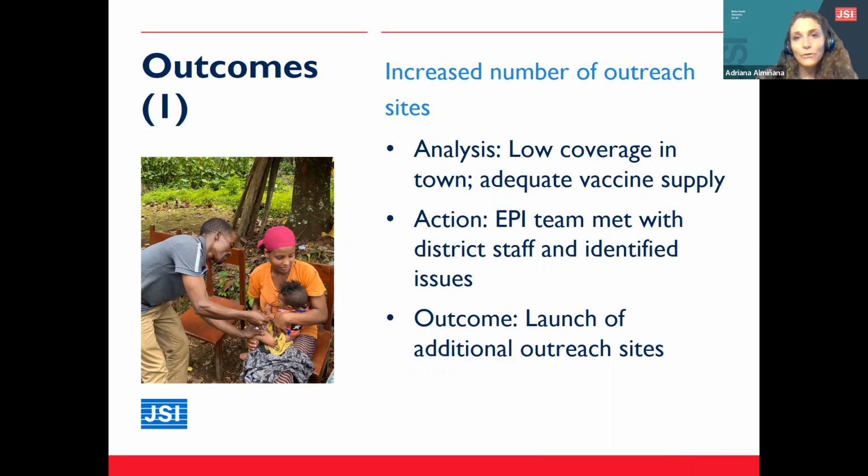Next slide. Okay, I just wanted to go through a couple of example outcomes that we saw from this. One of the documented outcomes was from an expansion of outreach services. In one area, the team had identified lower than expected coverage in one town, despite having adequate vaccine supply. So they contacted the immunization officers in that town and worked on identifying the reasons. What they found was that it was a result of poor planning, as well as a shortage of outreach sites. So, in collaboration with the district health office, the regional office and the district office worked on the launch of additional outreach sites for that district.